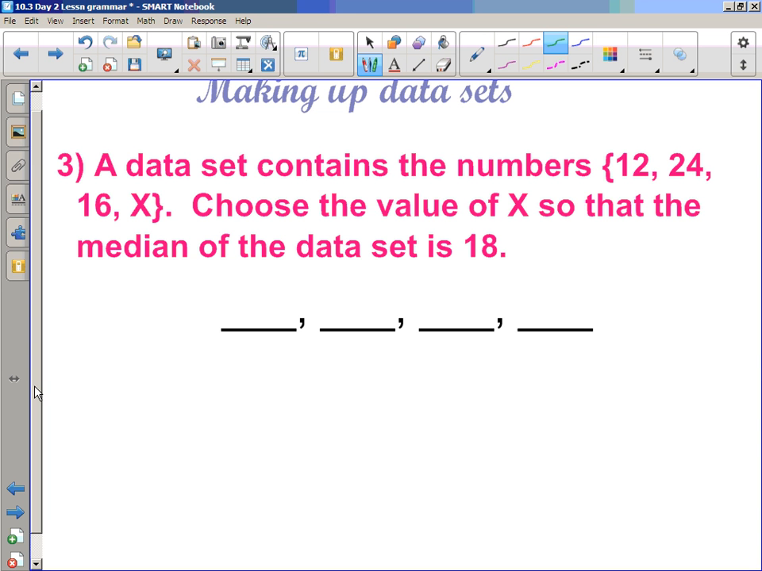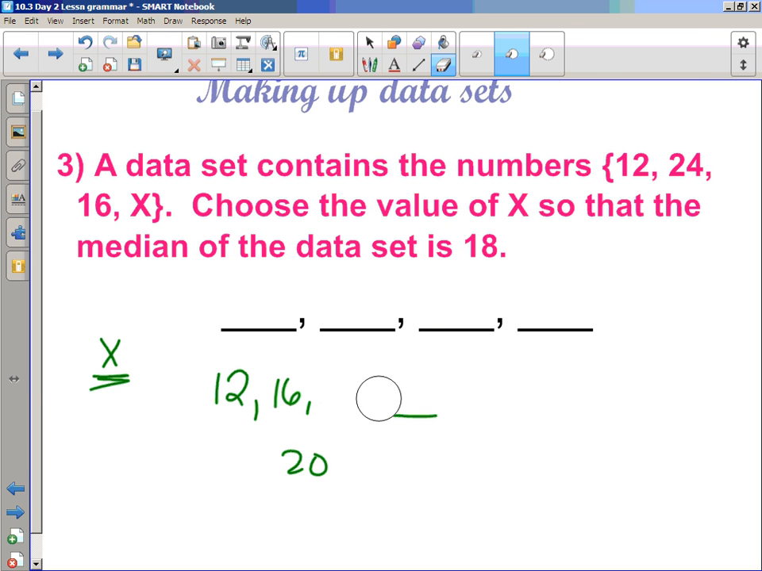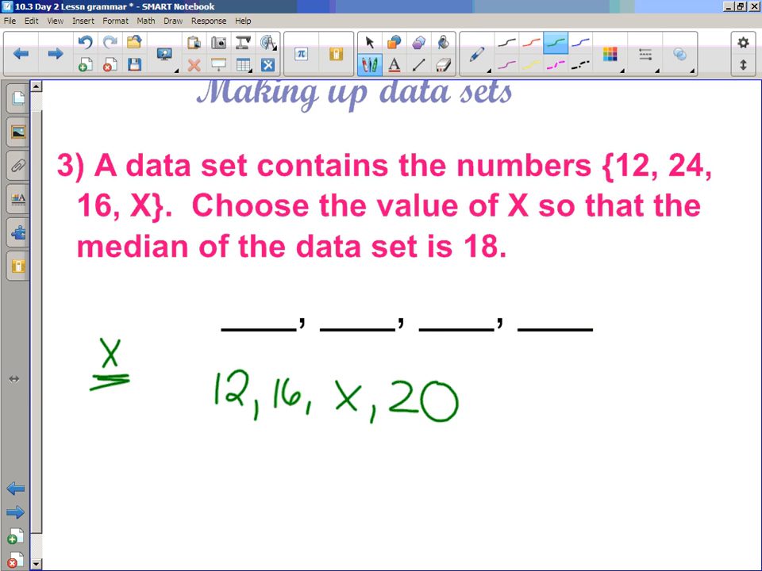All right, so I'm going to order my data. 12, 16, 24. And I don't have x in there yet. It's got to go somewhere. Okay, so 16. So I know that if I put x here, the median would not be 18 because right in between 16 and 24 is 20. So that must mean that x has to be here, and then it has to be 20. Not 20, excuse me. And then we have to put our 24. So I'm going to fill in up here 12, 16, x, 24.